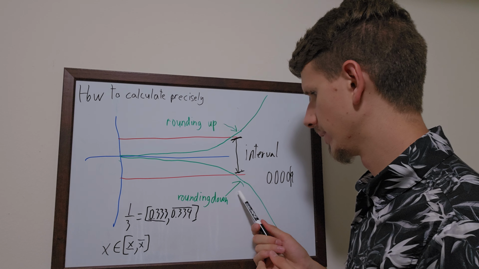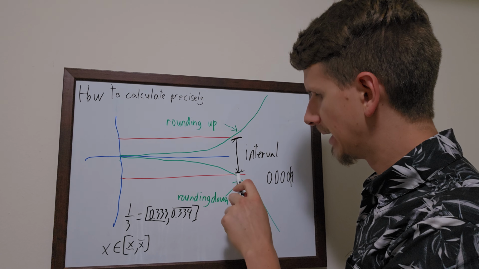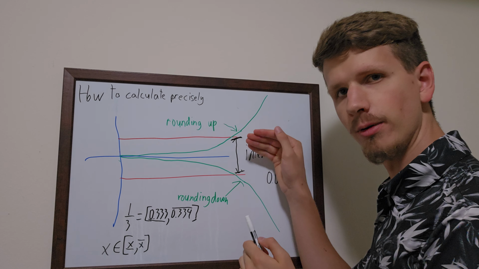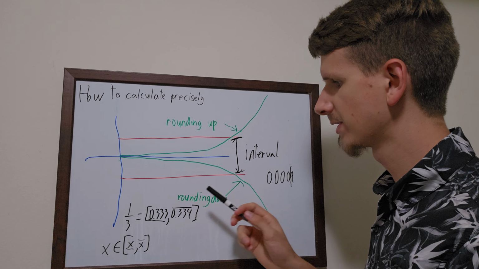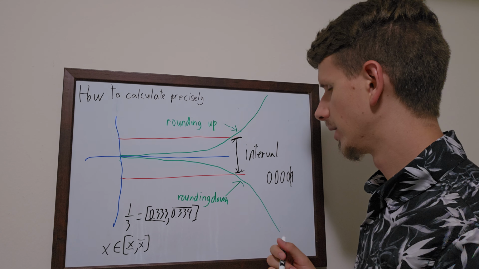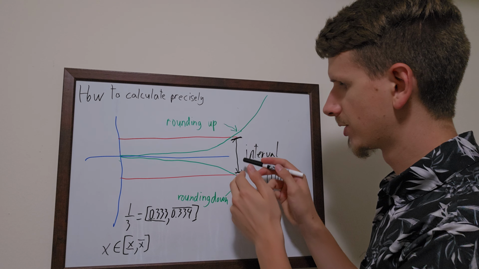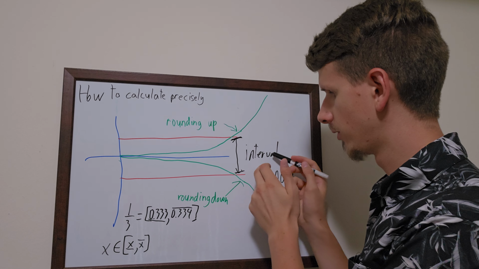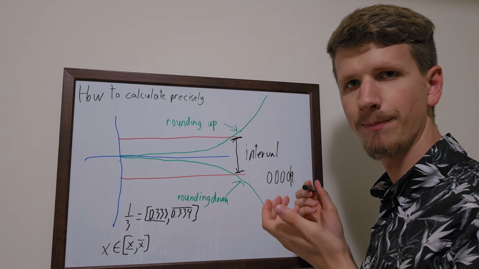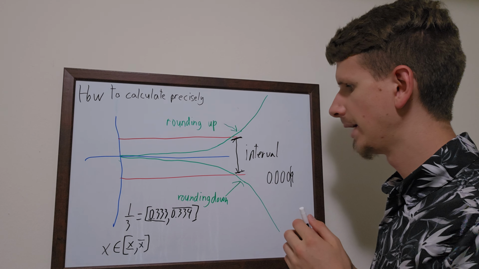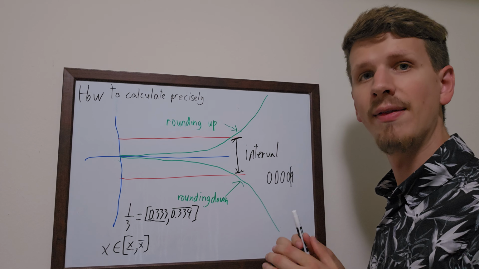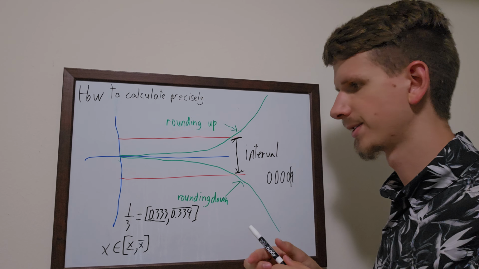But they may end up being greater than the interval. If the difference between these two is greater than your interval of error, then that's a problem. And that means you add precision to your inputs.